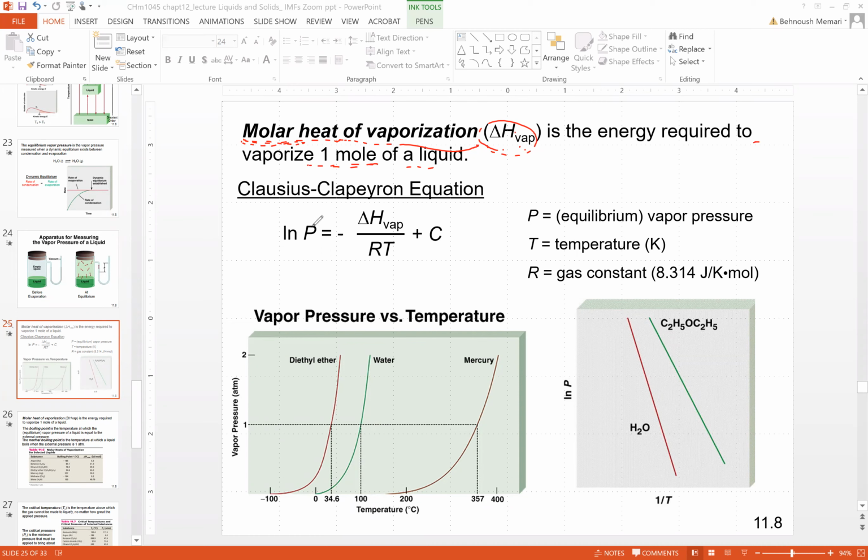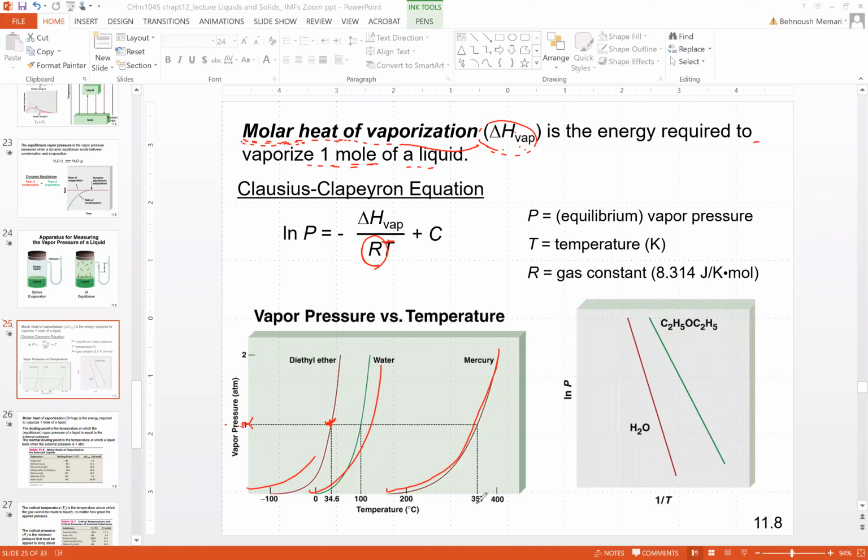So vapor pressure can change with the temperature. So we can see that as you increase the temperature, the vapor pressure is going to increase. And if we have the atmospheric pressure at 1 atm, at the point where the vapor pressure line crosses the 1 atm line, boiling will take place. So 34.6 is going to be the boiling point of diethyl ether at 1 atm.